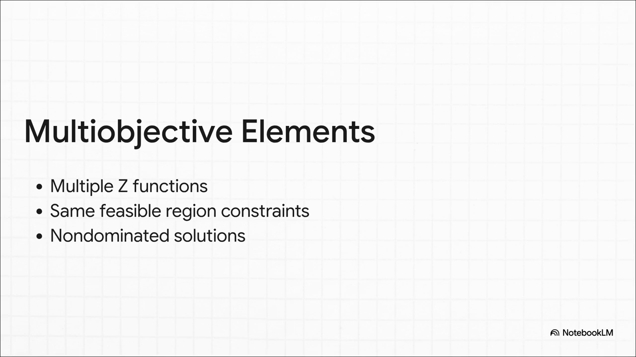Because these goals almost always compete with each other, improving one usually hurts the other. So instead of looking for a single perfect answer, engineers have to look for a set of what we call non-dominated solutions. It's this critical balancing act. A solution is non-dominated if you cannot possibly improve one objective without making another one worse.